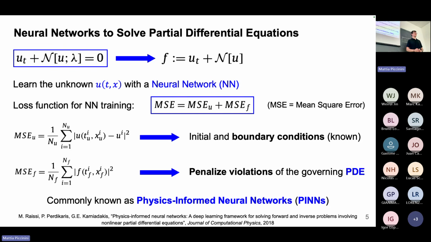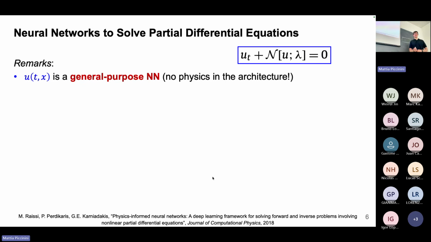Yes. Then the community has now started to give some more insight, a more precise definition of what is physics-informed. But still, this was the original paper, and there are many others derived from this one. And so some remarks.